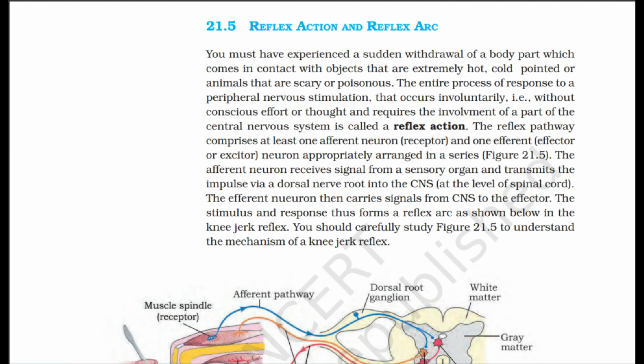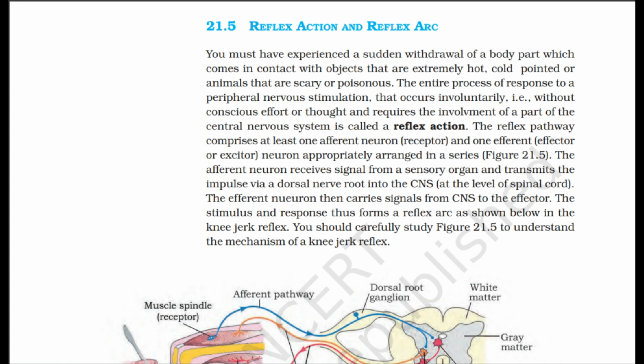You must have experienced a sudden withdrawal of a body part which comes in contact with objects that are extremely hot, cold, pointed, or animals that are scary or poisonous. The entire process of response to a peripheral nervous stimulation that occurs involuntarily, that is without conscious effort or thought, and requires the involvement of a part of the central nervous system, is called a reflex action.